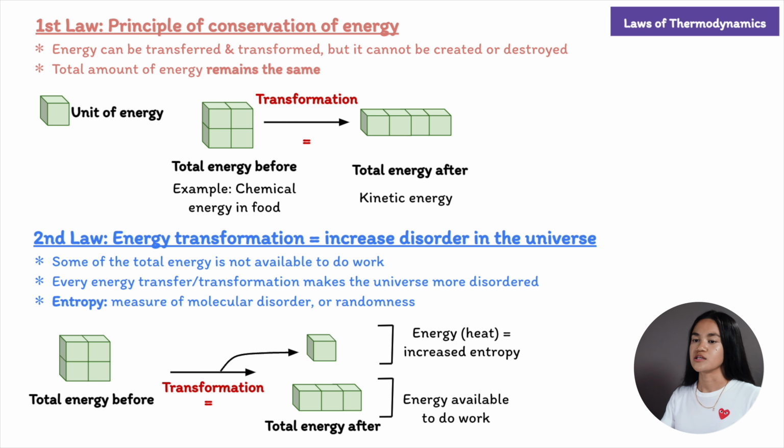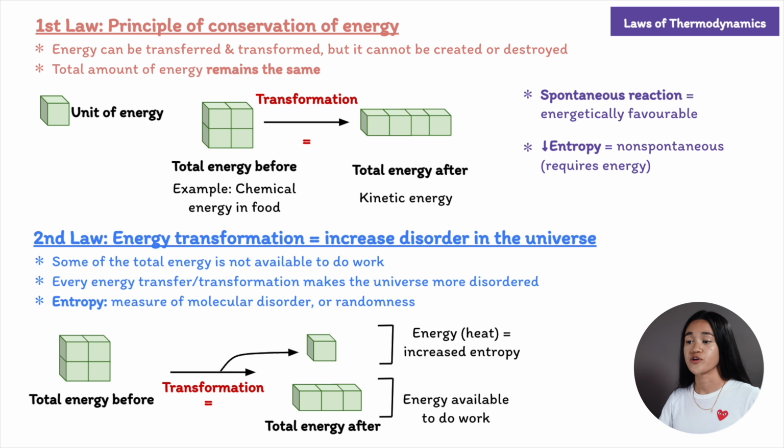This process is called a spontaneous process. It's energetically favorable. In contrast, a process that decreases entropy and can only occur if there's an input of energy is a non-spontaneous process. So the laws of thermodynamics determine whether a chemical reaction or process requires an input of energy or releases energy available to do work.